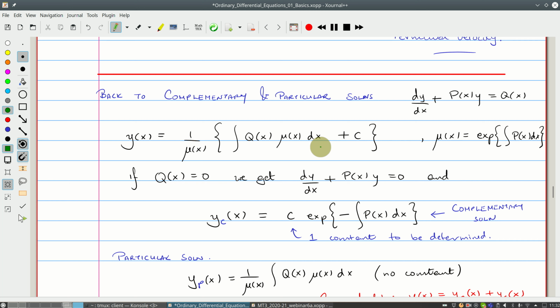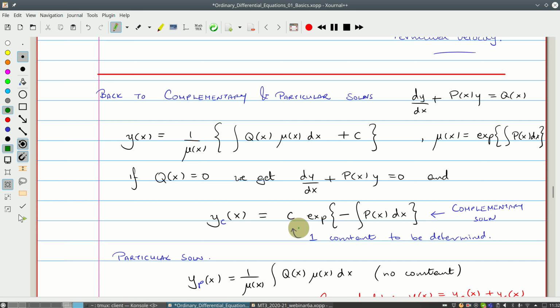Now if you set q to be 0 in this solution here, what you see is that our solution, and this is our complementary solution, will be 1 over mu. Now mu is given by this, so 1 over mu is simply the exponential of minus the integral of p(x) dx times the constant c. And this is the complementary solution, and it contains the one constant which needs to be determined.